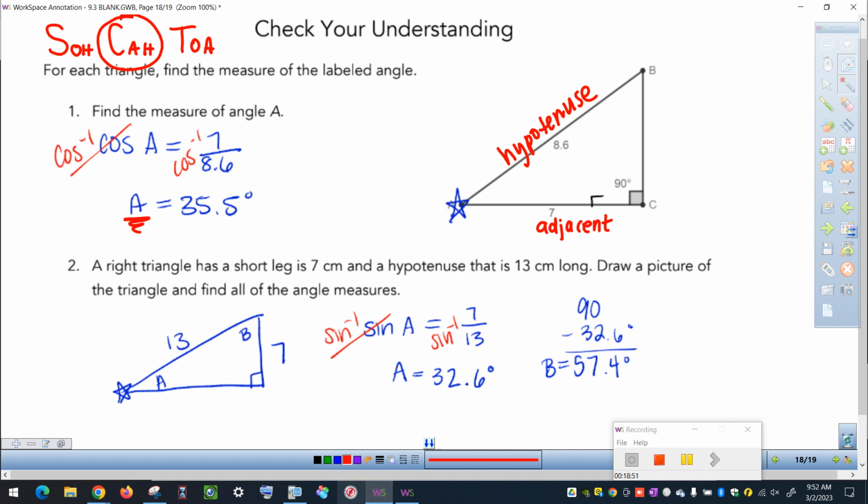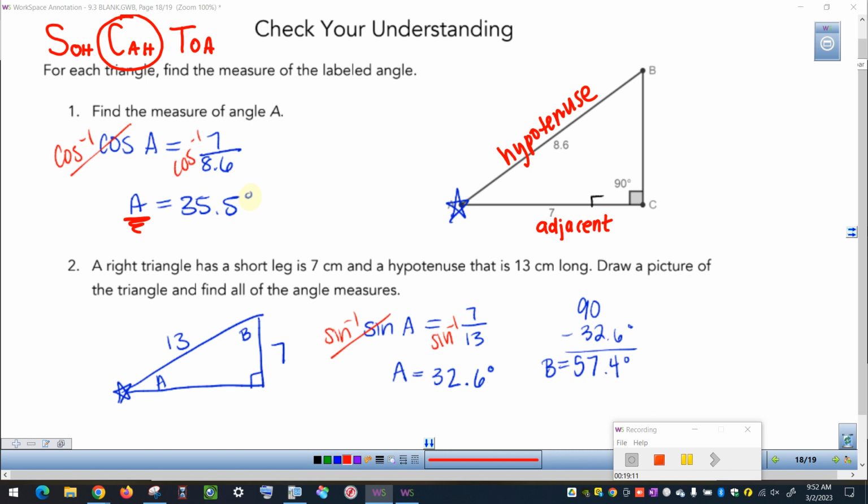Now, when we're solving for missing angles, I would like you to always put the degree symbol. Those are the units of your answer. So if you just have 35.5, yes, your calculation is correct, but let's add the degree symbol on there so we know, okay, we're talking about an angle. That's what we just found out.